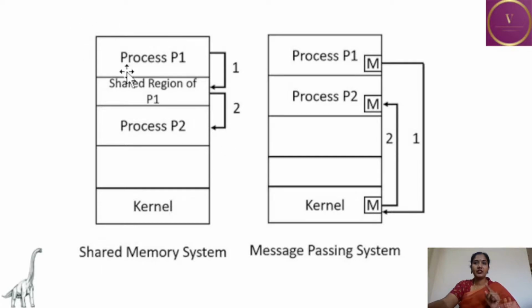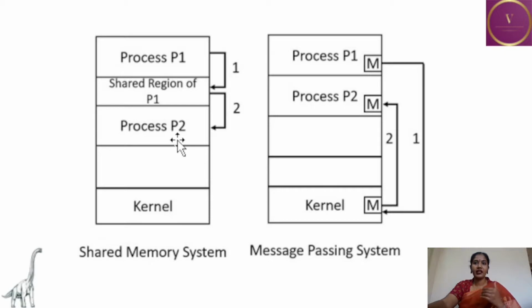In the shared memory system, process P1 is establishing a shared region of P1. This is the shared memory region, wherein process P1 will be writing data and information which it wants to share with process P2, and process P2 will be able to read the data written by process P1 from the shared region of memory. And there is a kernel, and there can be n number of processes in between.